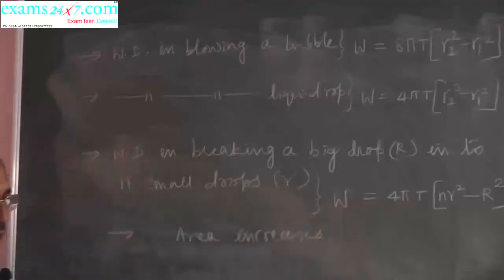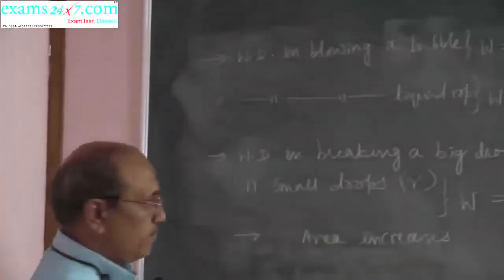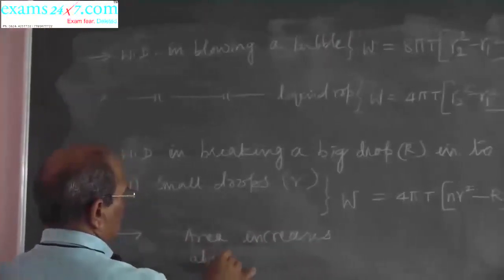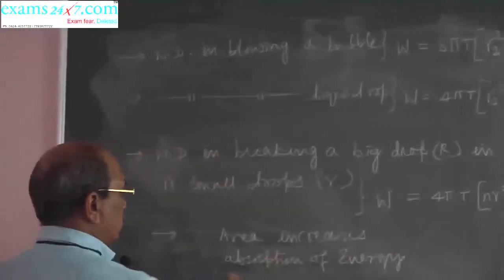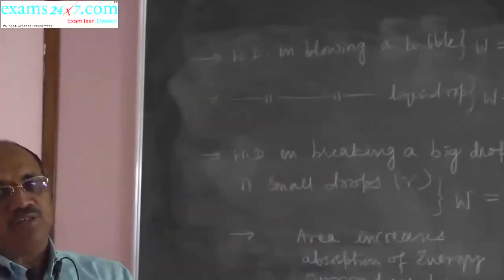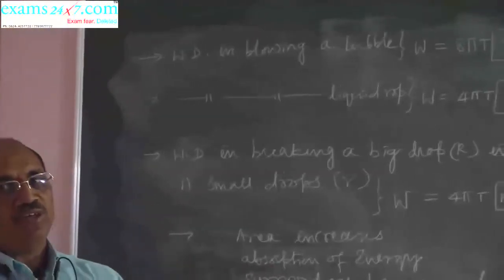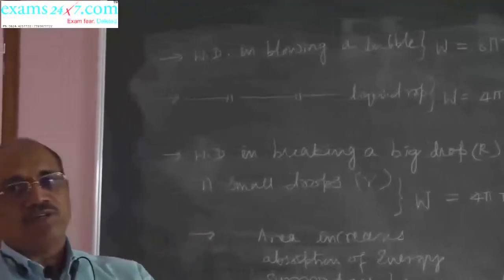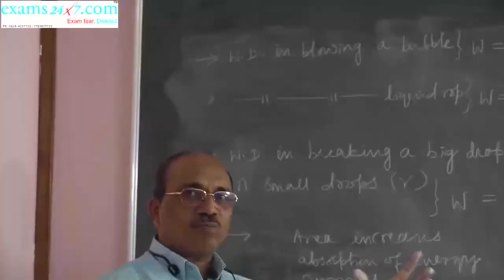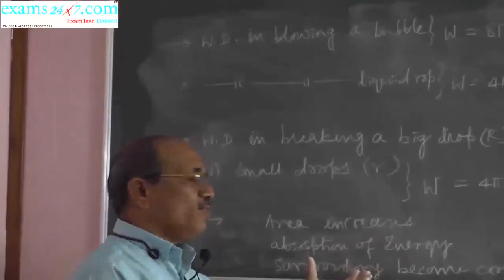When the area increases, if you take the area of all the drops together, it is more compared to the area of a single drop. And when area increases, there is an absorption of energy. When energy is absorbed from the surroundings, they become cool. That is what we see when a big drop of water is broken into small drops. We see there is a cooling effect. If you take water into our mouth, we cannot feel cold. When you splash the water onto our surface, we feel cooling. We feel cooling because the big water drop is broken into small parts and every drop is absorbing heat from the surface.